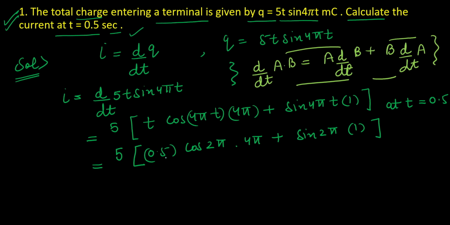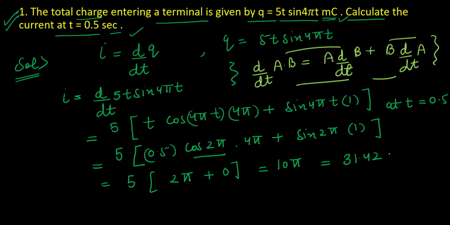After solving this, we are getting 5 times 2π plus 0, which is equal to 10π, and if you put the value, that becomes 31.42. Since it is clearly mentioned that the charge is in millicoulombs, we are getting the value in milliamperes, so it is equal to 31.42 milliamperes.